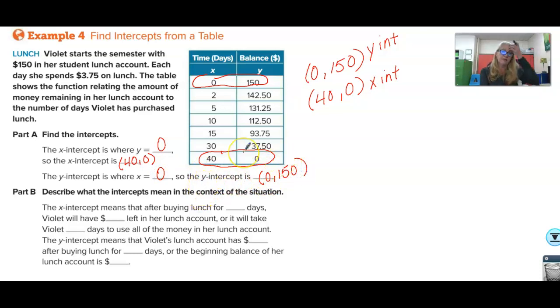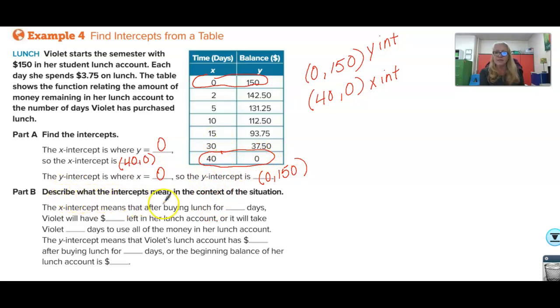Describe what the intercepts mean in the context of the situation. Well, we have to read the problem to do that. Violet starts the semester with $150 in her student lunch account. Each day, she spends $3.75 on lunch. The table shows the function relating the amount of money remaining in her lunch account to the number of days Violet has purchased lunch. So here, on day zero, she had $150. She eats lunch each day, and after 40 days, she has no money left in her account.